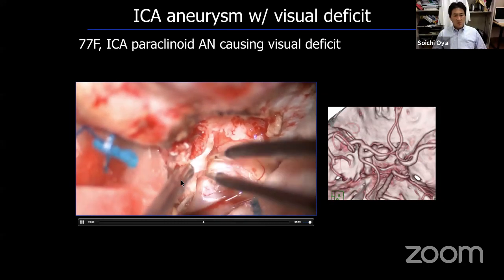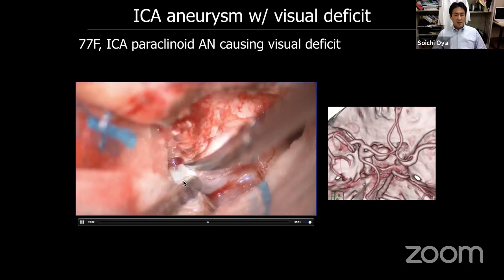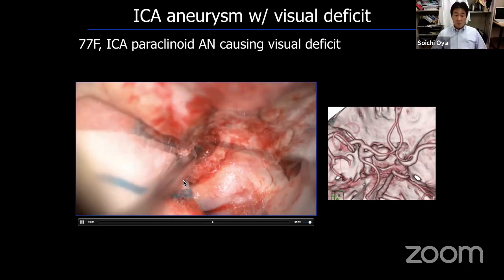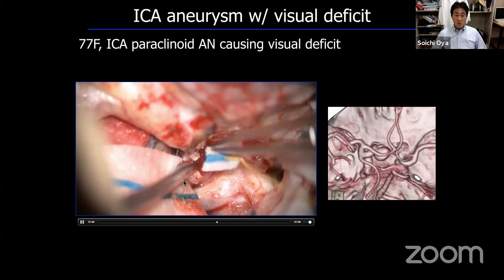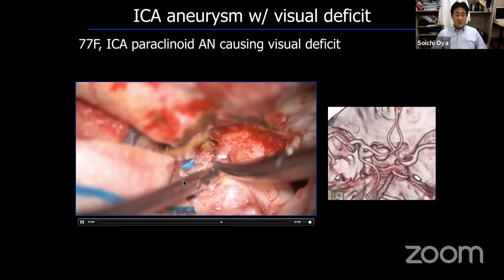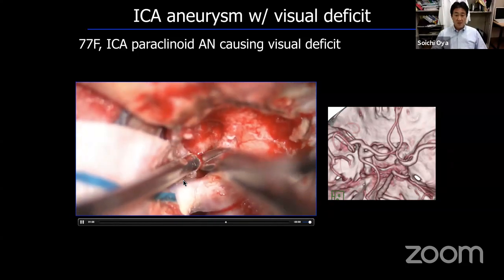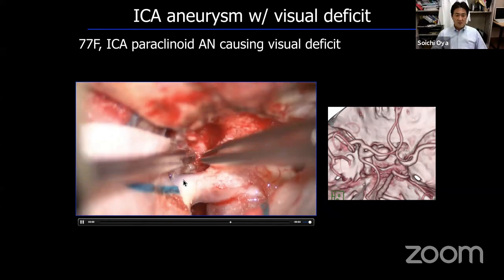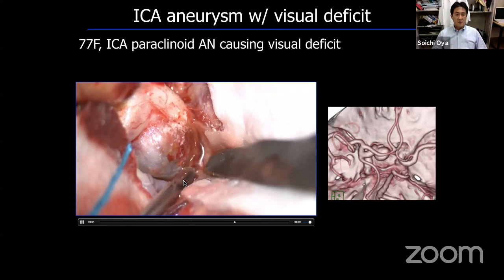And now I'm trying to create a space here, and do not hesitate to remove the dura in this portion, because in the first place, it's impossible to close the dura in a watertight fashion here. So all you have to do is to repair the paranasal sinus. And by removing the dura, you can get a wide space here, and everything is clear.